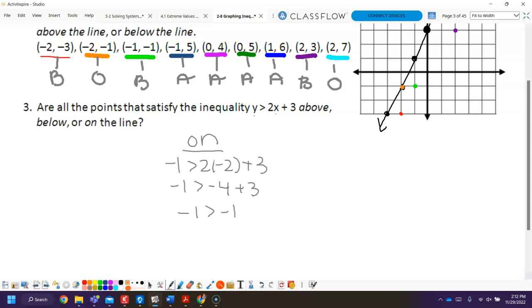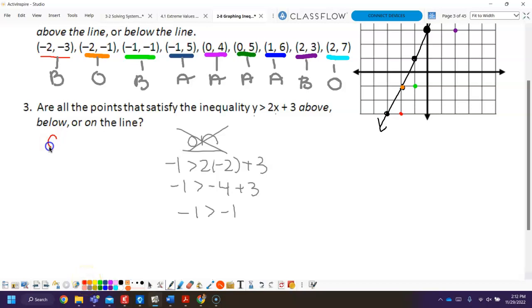No. So now that's where this topic comes into play, because this is not an equals. The points on the line no longer have to be solutions. So the points on the line in this case are not solutions to the inequality.